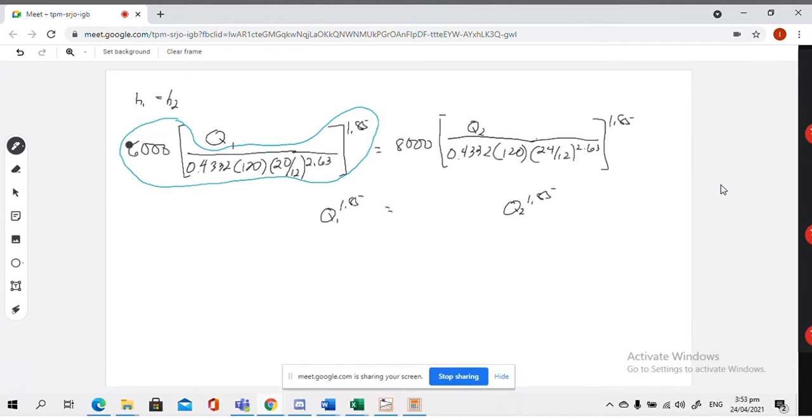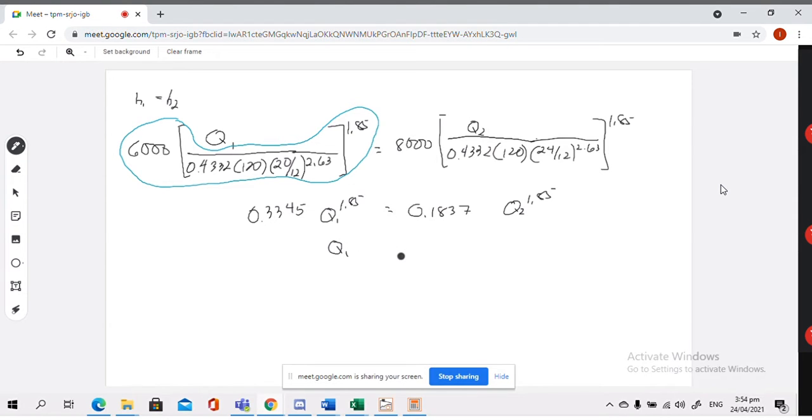So that is 0.3345. Okay. Then 8,000 times 1 over 0.4332 times 120 times 12 divided by 24 divided by 12. Okay, so this is 0.1837.